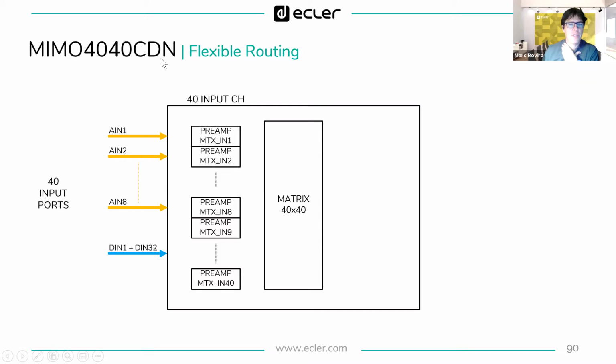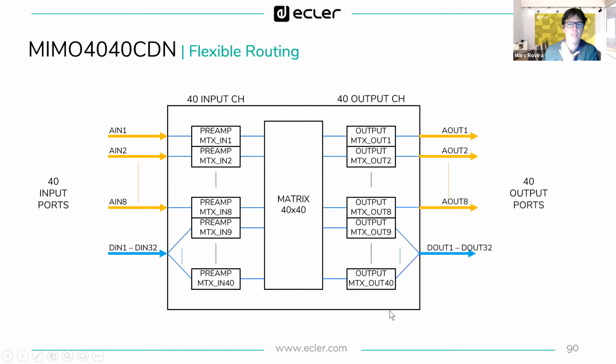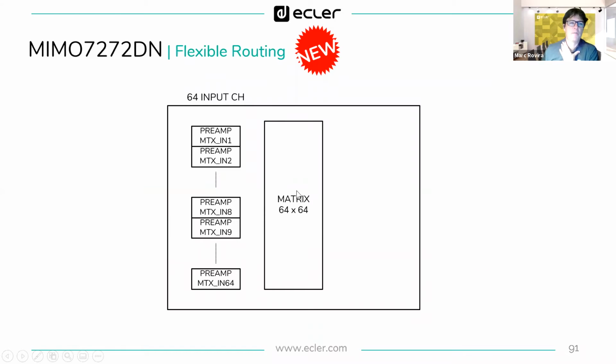Okay, the MIMO 4040 The End has a matrix inside of 40 channels, so everything by default is routed 1-to-1, the same to the output ports. But what about the 7272? We haven't got any matrix inside of 72 channels. We only got 64 channels, which are quite a lot. So how is it routed by default?